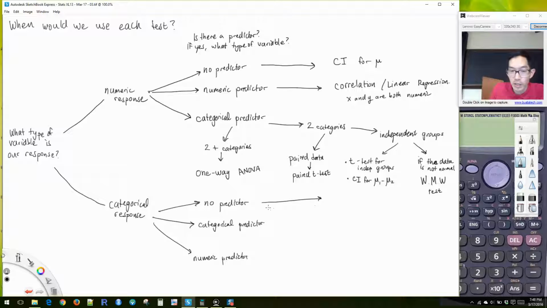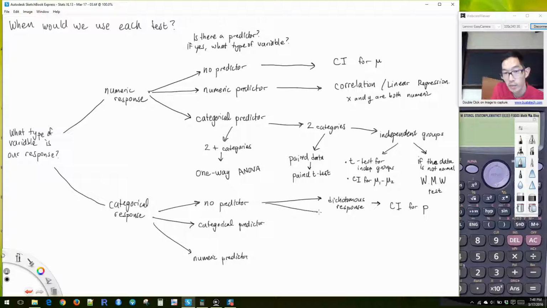If we have what we call a dichotomous response, dichotomous meaning just a yes or a no, there are only two possible outcomes, we can perform a confidence interval for a proportion P. That would be with a dichotomous response.